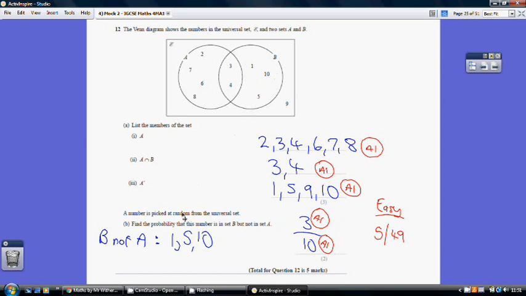Now part B, a number is picked at random from the universal set. Find the probability that this number is in set B but not in set A. So the numbers that are in set B but not in set A are the 1, 10 and the 5. So that's 3 out of the total number of numbers, which is 10. So as always, when you're given the opportunity, give your probabilities as a fraction. So that's 3 out of 10, 3/10.